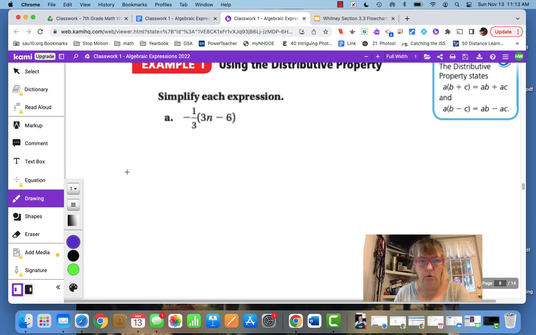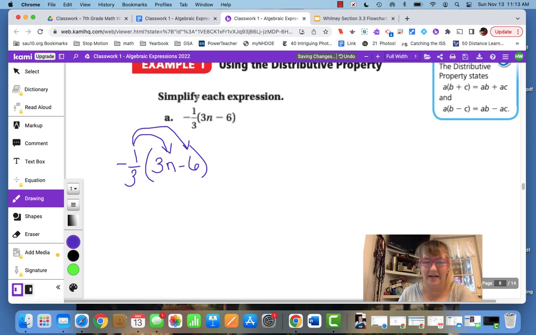By now we know that the distributive property is when we take the number that is on the outside of the parentheses and we distribute it to everything inside the parentheses. We talked about this when we were talking about Billy and Sally and the presents and going down the dark alley and all of that. So this ends up being negative 1/3 times 3n, subtract negative 1/3 times 6.